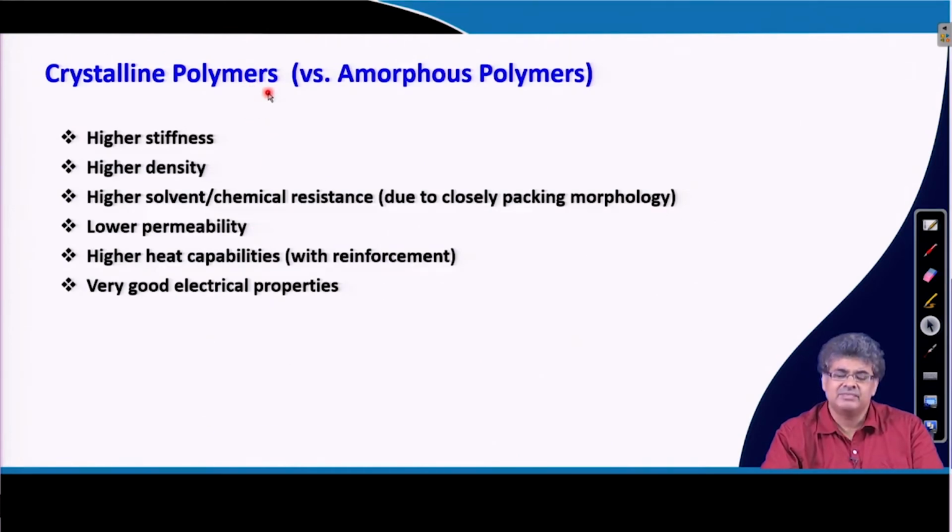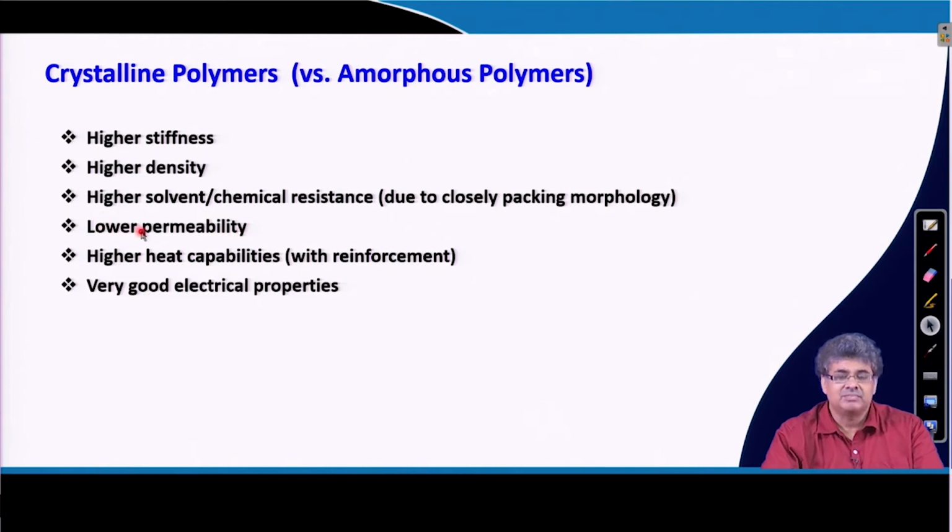Now, if we compare crystalline polymers versus amorphous polymers, we see that because of the presence of crystalline domains, crystalline polymers have higher stiffness, higher density, and higher solvent or chemical resistance. Because of the close packing, solvents or chemicals cannot diffuse in and harm the polymer chains. The crystalline domains also hinder the movement of gases through the polymer, hence it has lower permeability or more barrier property.